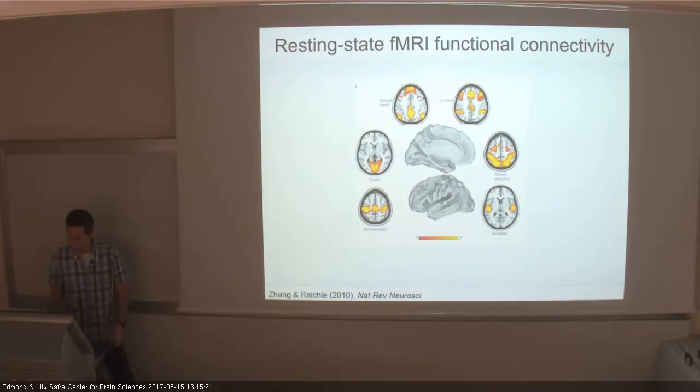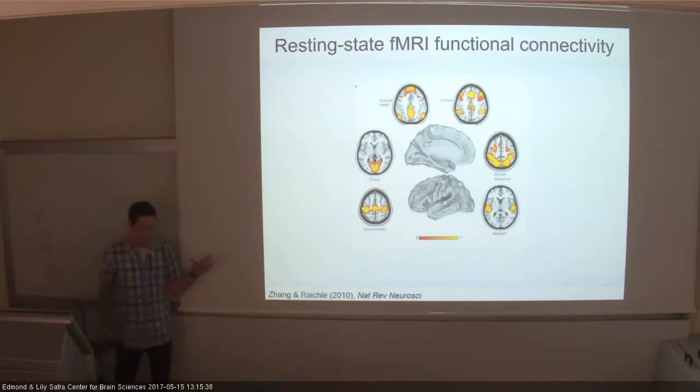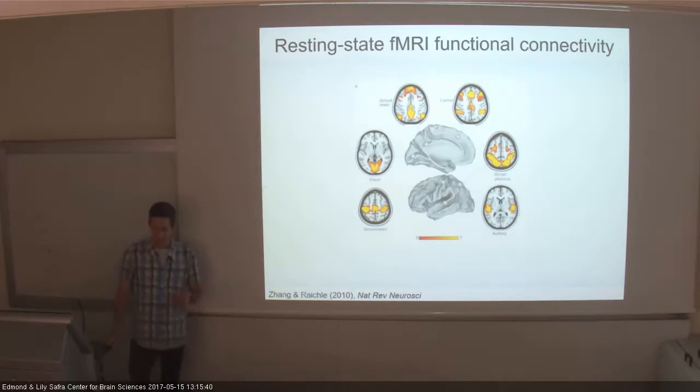And this is a figure from a famous paper by Zhang and Raichle. If you use a seed in different parts of the brain, you actually see the dorsal attention network, the auditory, the sensory motor, the visual. So you can see all of these networks we talked about also using the correlated activity during the resting state. And this is first surprising.